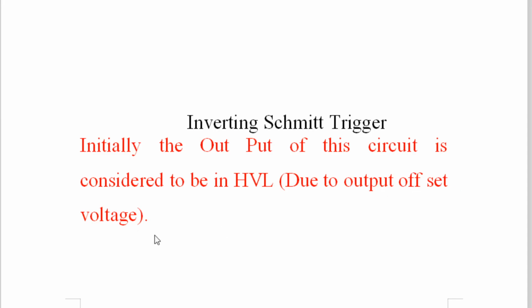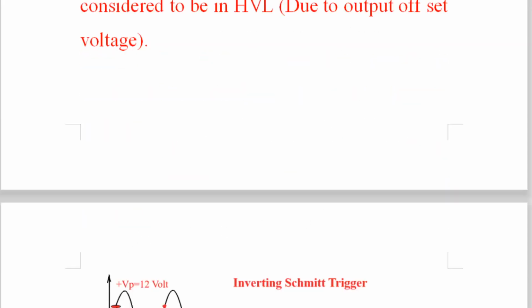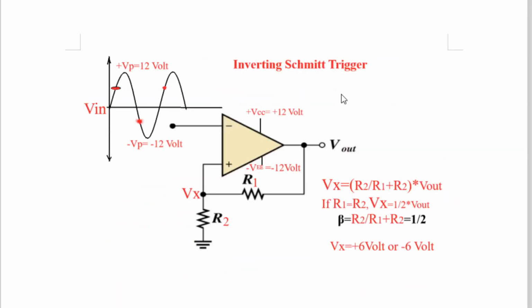Due to output offset voltage, this voltage in millivolt will get divided, no doubt. But we want only 5 millivolt over here, so here we want only 5 millivolt greater than the 0. Then the output of the op amp will be forced into HVL, and that is what we have to consider.